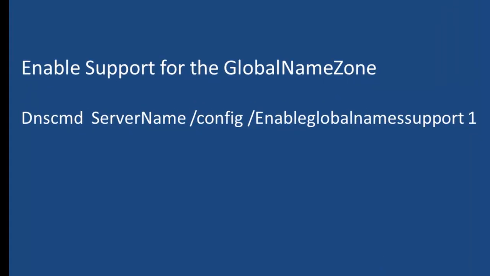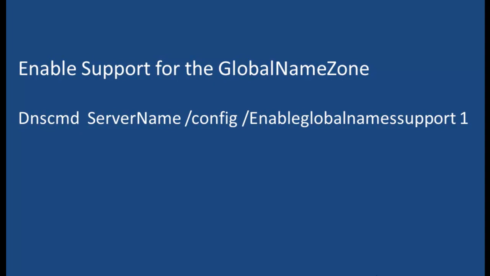To enable support for the global name zone, at the command prompt, we type dnscmd, we type the name of the server, /config /enableglobalnamessupport 1.